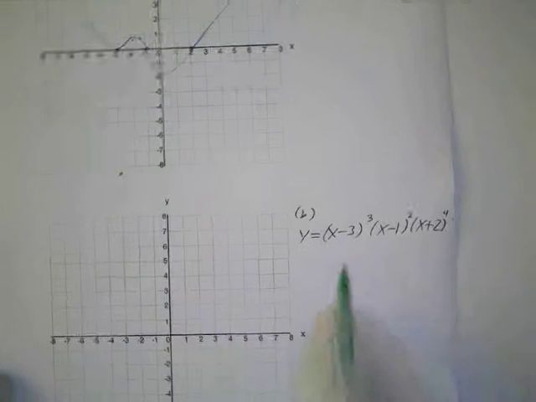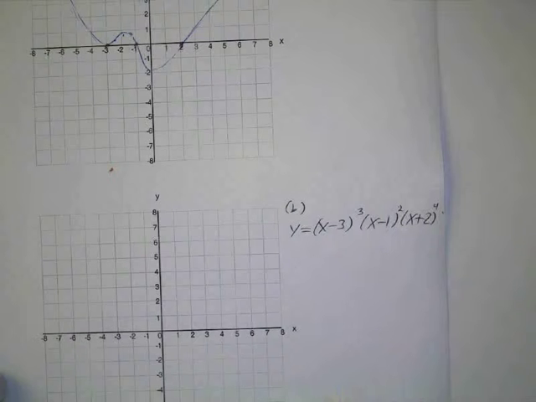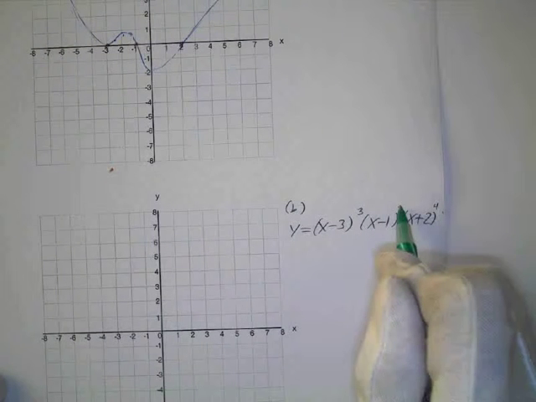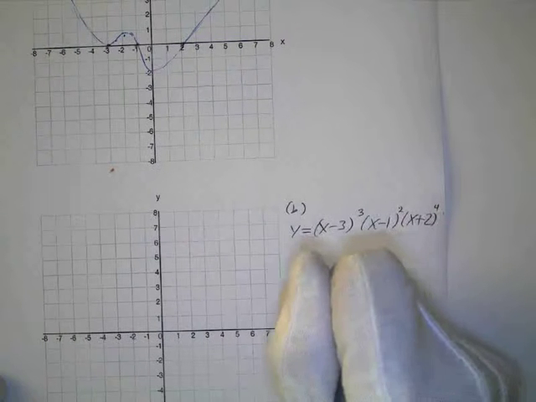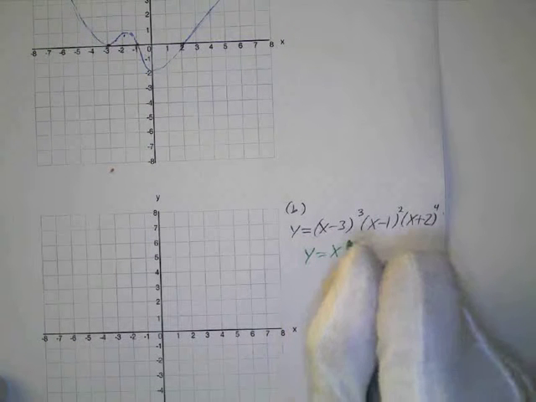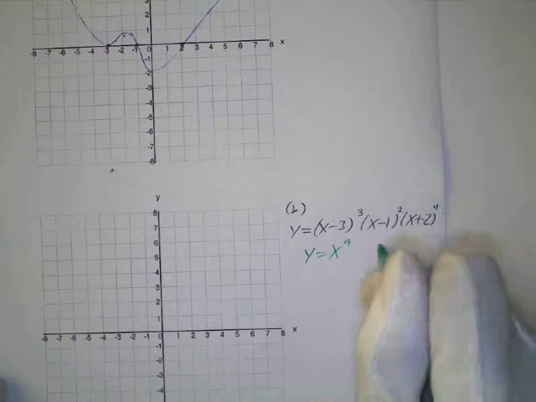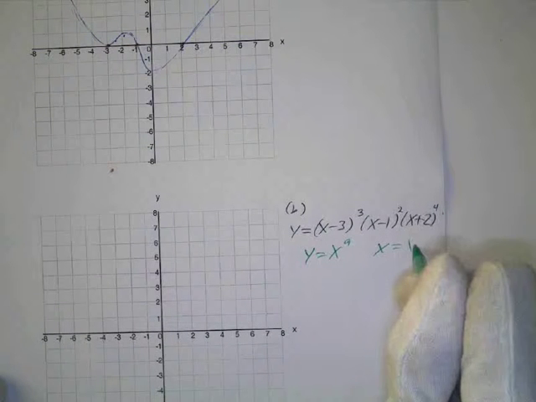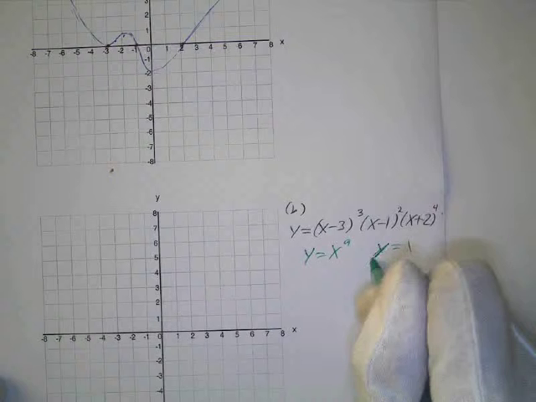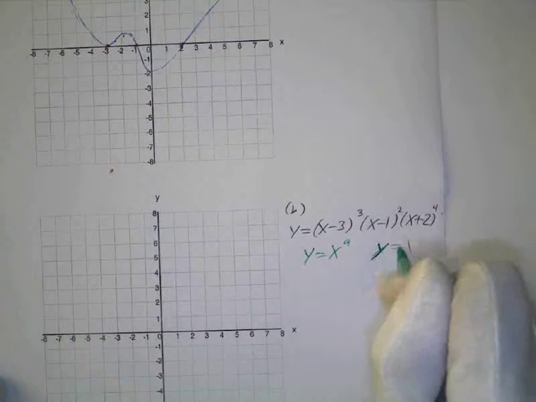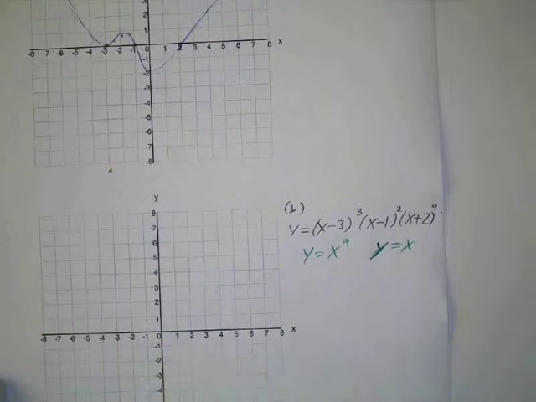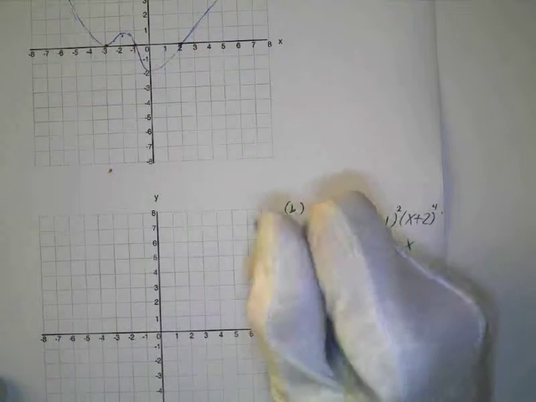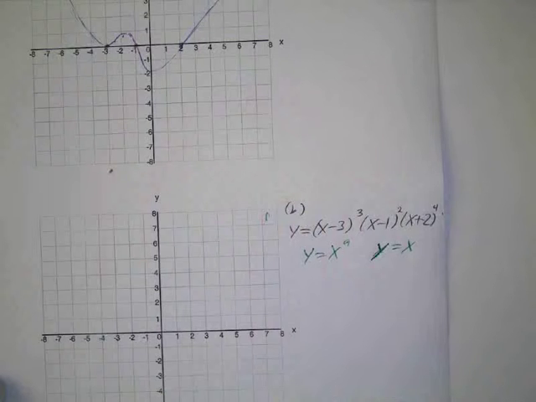Okay. And let's take a look at the b. So we'll add up the exponents here, and we have 1, 2, 3, 4, 5, 9. So this is like y equals x to the 9th. That's an odd power, so it behaves like y equals x, and that's just the diagonal line. That means it's going to start down here and end up there. So it's going to be something like this.